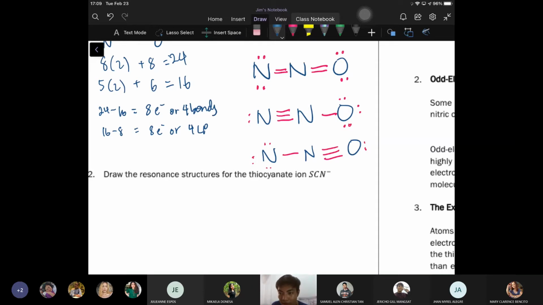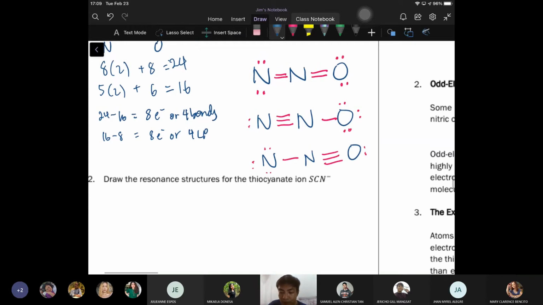Hindi pa tayo tapos actually. We determine sino sa tatlong yan yung plausible structures. Okay. So ako, by just looking, I say that this one will be eliminated. Okay? So itong nasa baba, may eliminate yan. Why? Because the formal charge of oxygen here will be +1. For the molecule here, we have -1 and then 0.